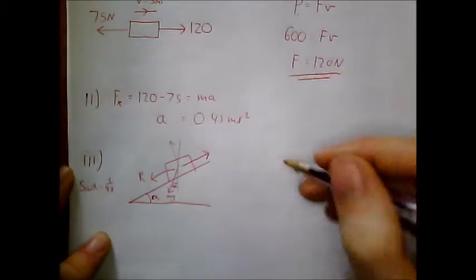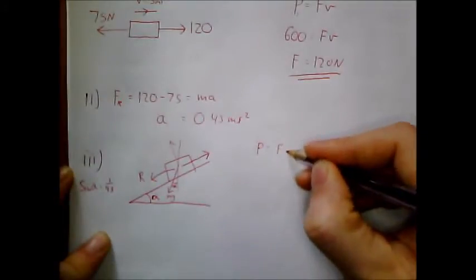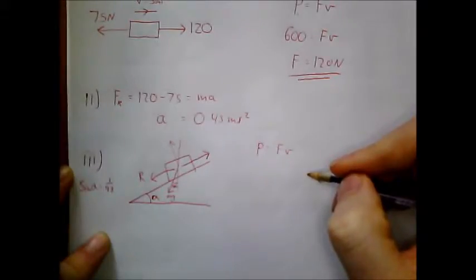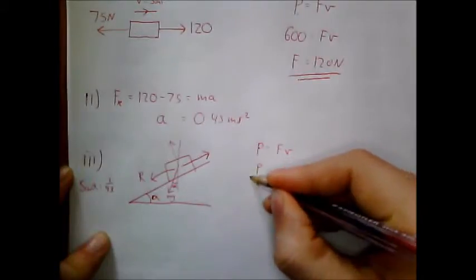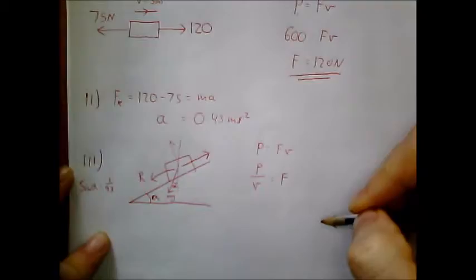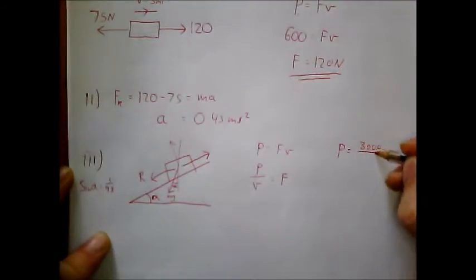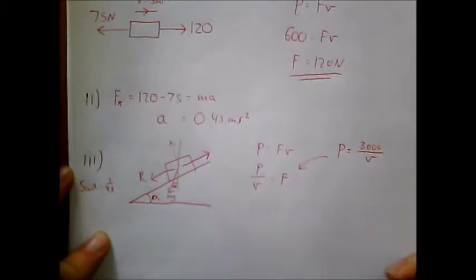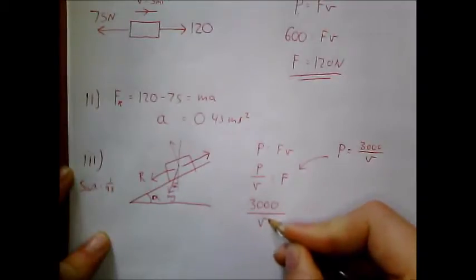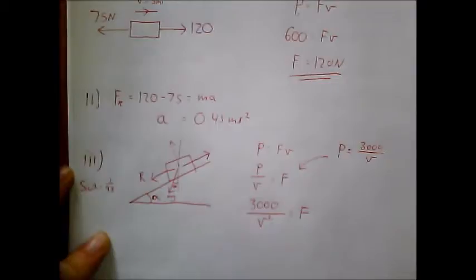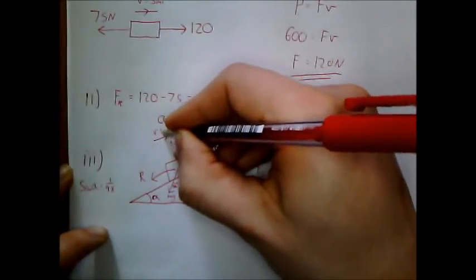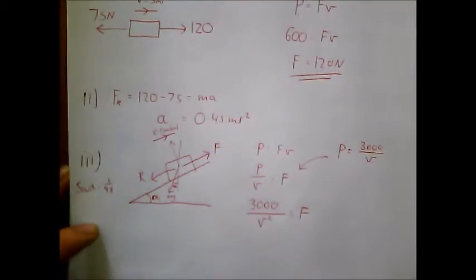Okay, so we'll just write down everything we know again. So P equals Fv, and we also know, doing some rearranging, that P over v equals F. And we also knew earlier that the power is 3000 over v, so substituting that into there, we get 3000 over v squared is the force. Okay, now what are we told here? It's moving at a constant speed. Okay, constant speed. So our system is in equilibrium.